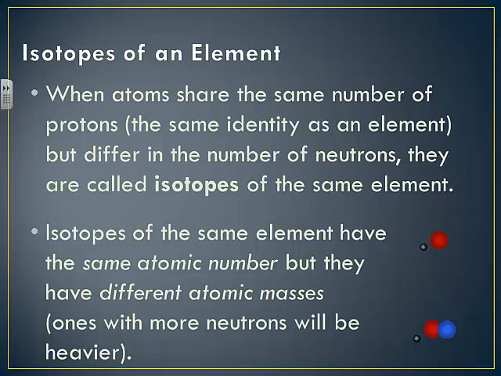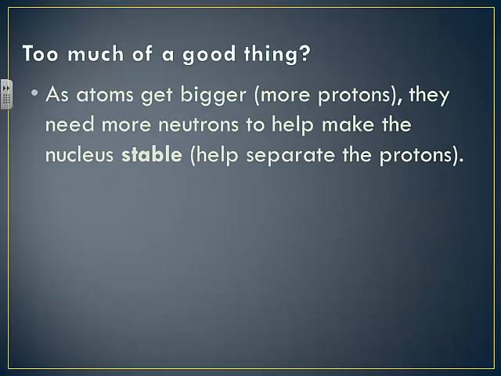The one with more neutrons will be heavier, such as our hydrogen and heavy hydrogen, or deuterium, pictured here. As atoms get bigger, they have more protons. They need more neutrons to help make the nucleus stable because more protons will have more repulsion. You need more neutrons in there to help separate those protons. We want to make that nucleus stable.